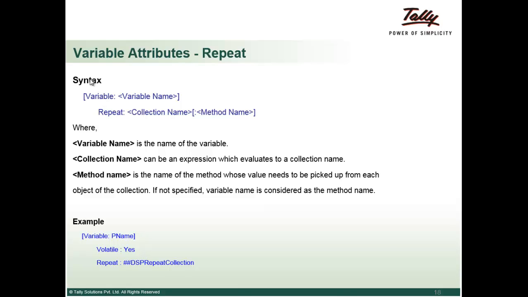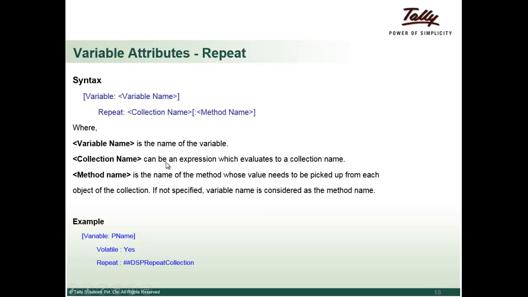So we have a variable, we get the variable name, and we have the repeat attribute. We say repeat, and we give a collection name, and we give a method name. Method name is optional. If you want the variable to repeat over a method from the collection, then we can give the name. In case you have not specified a method name, then the variable name is taken as the method name.